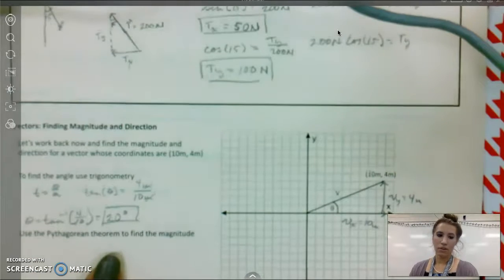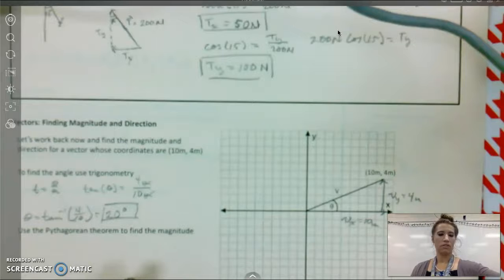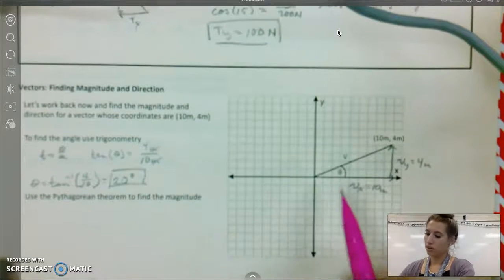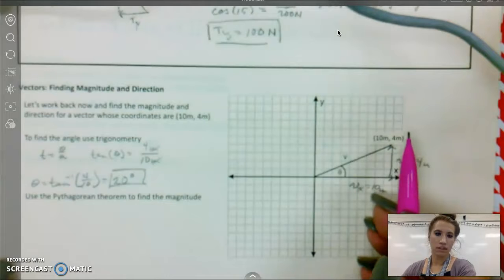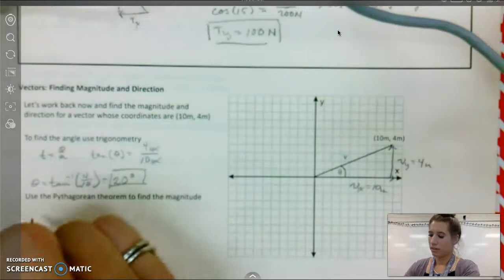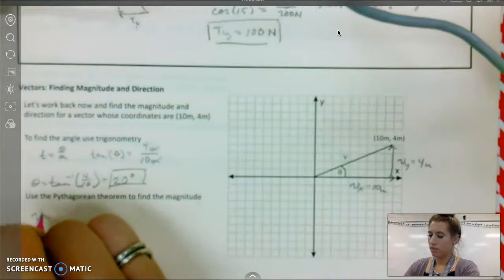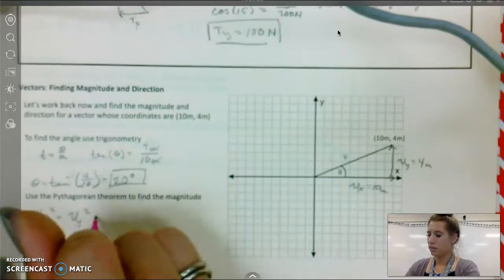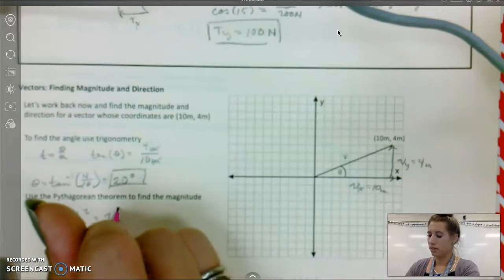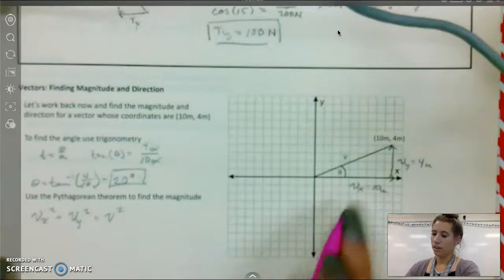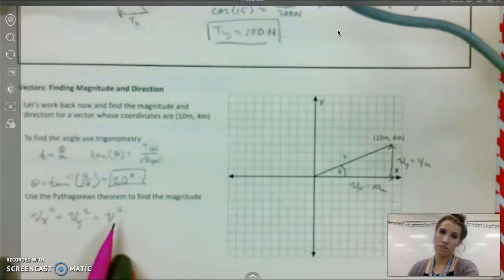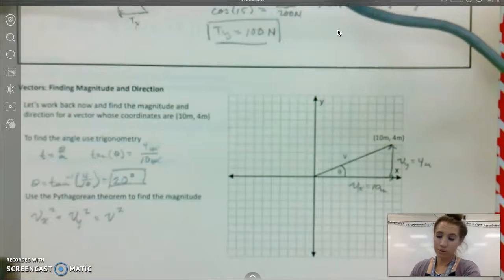Okay. Now we're going to use the Pythagorean theorem to find the magnitude. We're going to find the magnitude of this vector. So we have v sub x squared plus v sub y squared is going to equal v squared, right? A squared plus b squared equals c squared. Okay? And we're solving for this c squared, or this vector component.